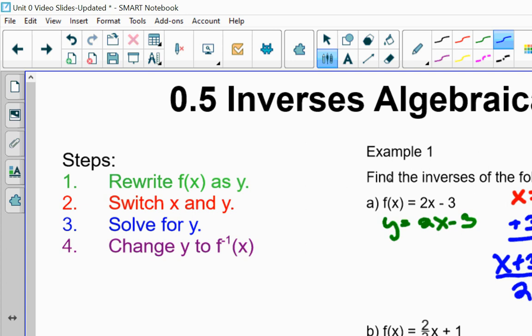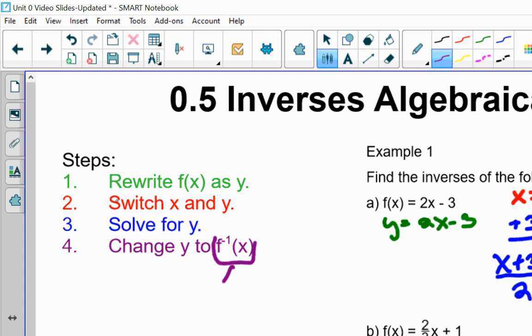Divide both sides by 2. So we get x, which can't be divided by 2 evenly, and 3 can't be divided by 2 evenly, so I'm going to leave this as y equals x plus 3 over 2. Then our final step is just making sure you're using that inverse notation.